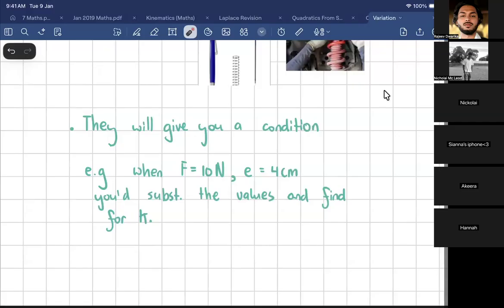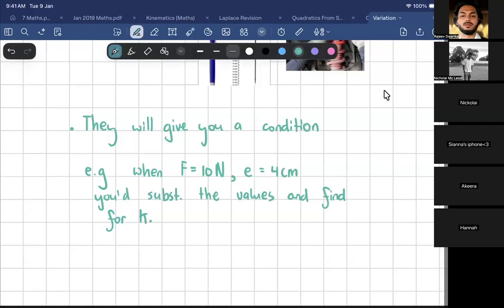So Nikolai, let's try to answer this question. The first thing I'm going to put down is our relationship. So we said F was equal to KE. Let me know if you're with me. And so I said F was equal to KE. Okay, you're sure you're with me.